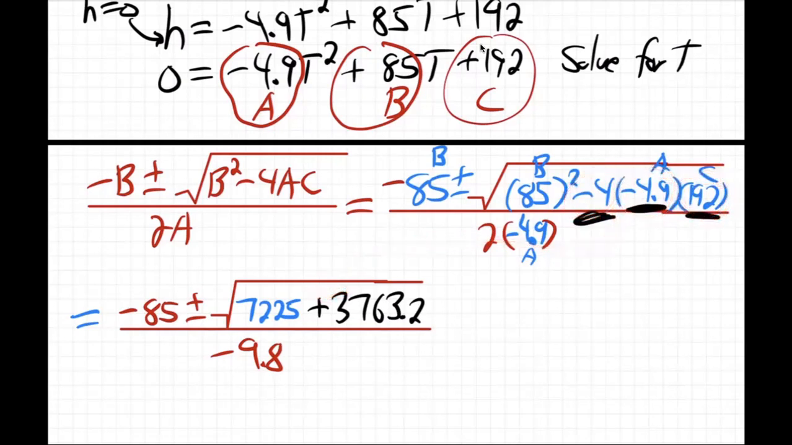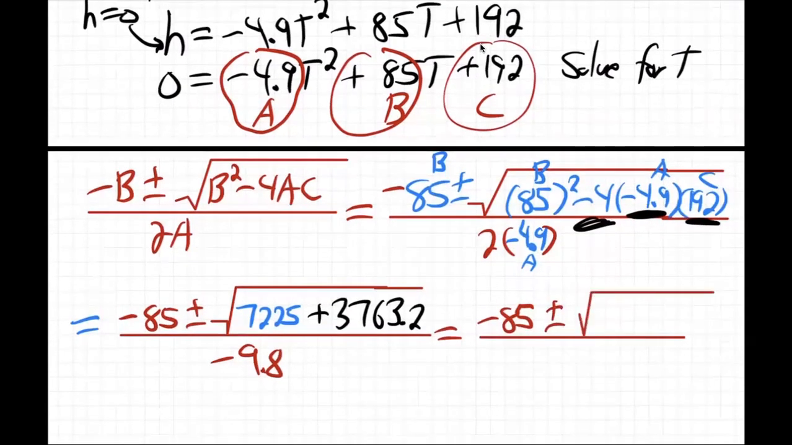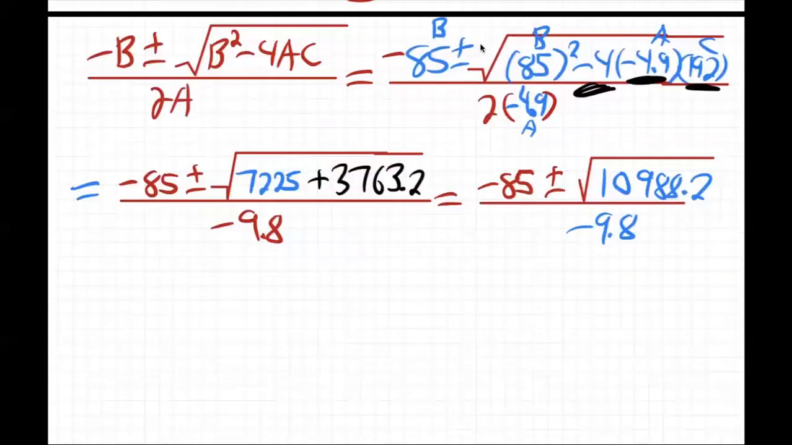All right. Let's keep her going. So then we're getting closer here. I'm getting negative 85 plus or minus the square root. So add those together, and I'm getting 10988.2, and the bottom still is negative 9.8. Okay. So that means we have two possible answers.